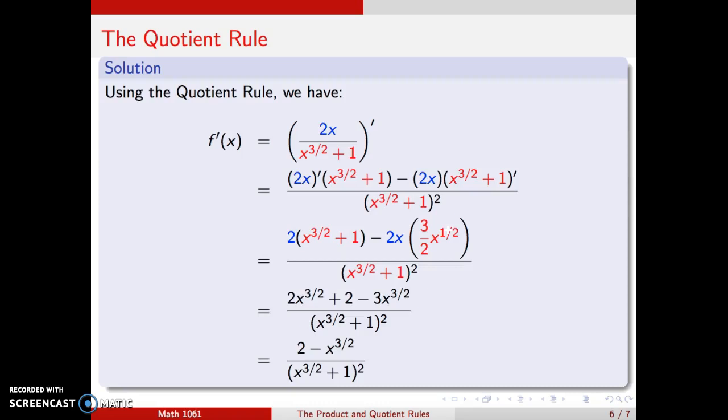Alright, so we tried to color code this a little bit to make it a little easier. Numerator in blue, denominator in red. Remember, the formula tells us the derivative of this is going to be the derivative of the numerator times the denominator minus the numerator times the derivative of the denominator, and all that over the denominator squared. So derivative of 2x with respect to x is 2. Derivative of x to the 3 halves plus 1: here you'd use the power rule. It's 3 halves x to the 1 half plus derivative of a constant 0, so that's all we have there.